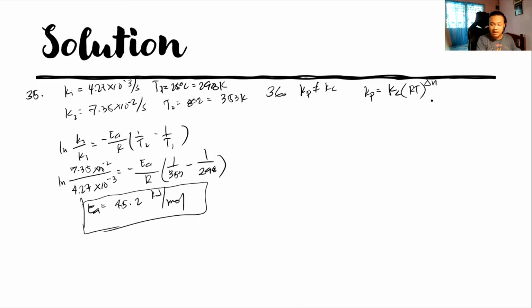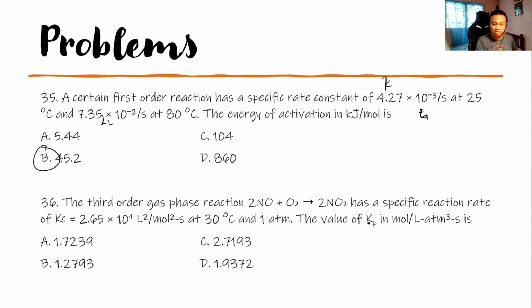Then delta n is the change in number of moles. Okay, so the change in number of moles. The change in number of moles, actually, diba, that is negative. If we are being really strict about it, it's the number of moles in the product minus the number of moles in the reactant. So that's 3, diba? 1, then 2. So 3. So 2 minus 3 is equal to negative 1.